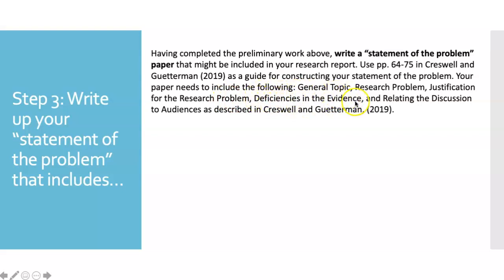You may find that there isn't enough about a certain topic, for example, but there is enough for you to move forward. And I would say, they don't have it here, but what does the literature actually say that suggests that this is an interesting topic or worthwhile topic? And then relating the discussion to audiences as described in Creswell and Guterman.